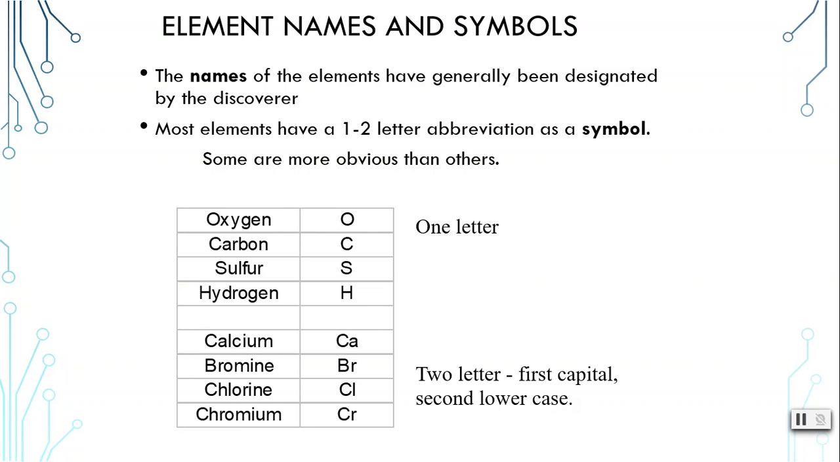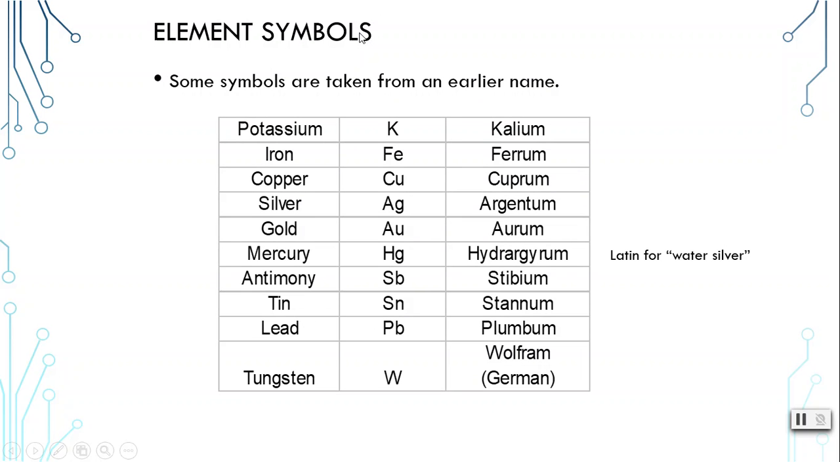Most elements have a 1 to 2 letter abbreviation. Some are a little more obvious than others, like S for sulfur, Cl for chlorine. Some symbols aren't very obvious at all. You wouldn't think K would be potassium, but some atomic symbols that are on the periodic table are taken from an earlier name, either Greek or German.